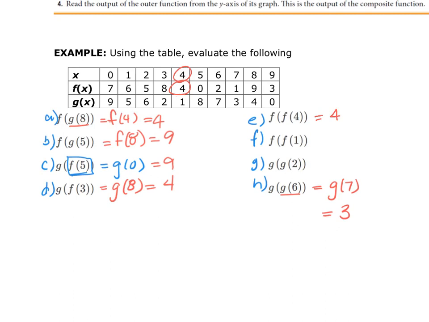Then F of 1. So F of 1 is 6. So what I'm really being asked to do is F of 6. So I go to 6, and then 2 comes out. And then my last one here is I have G of 2. So I go to 2, and 6 comes out. So this is G of 6. I go to 6, and 7 comes out. How was that?